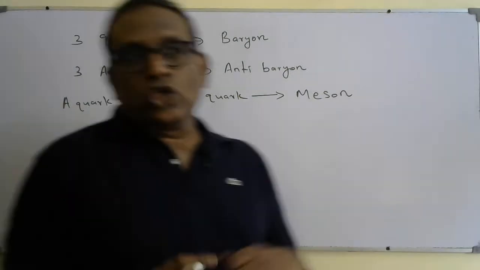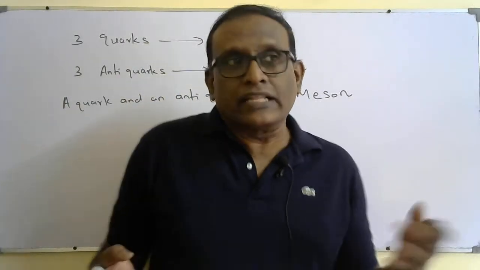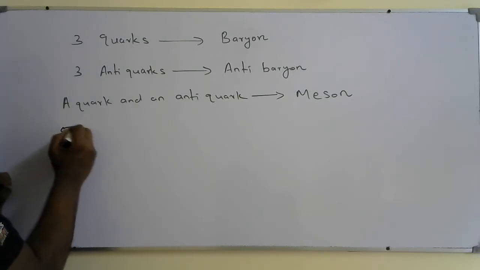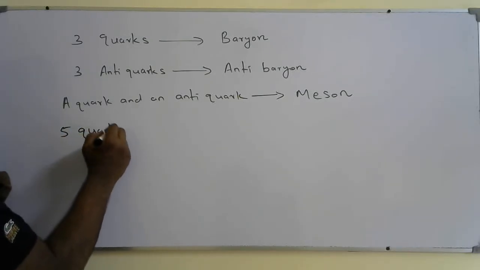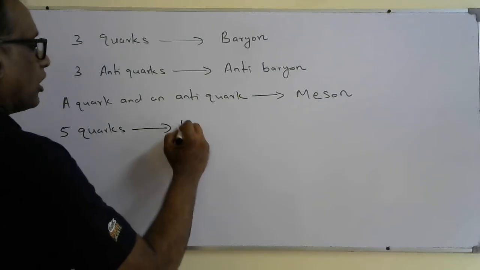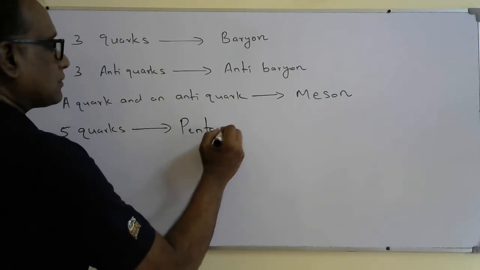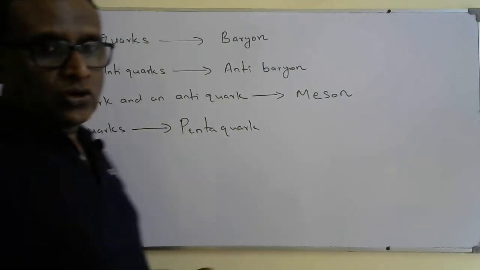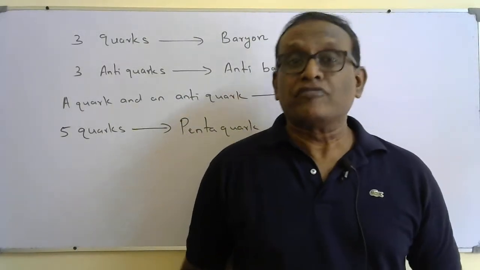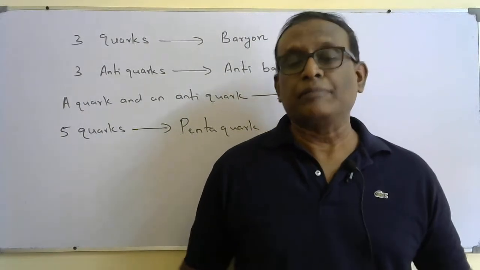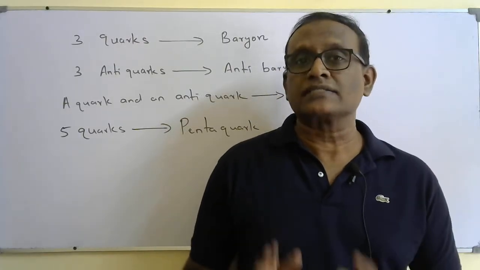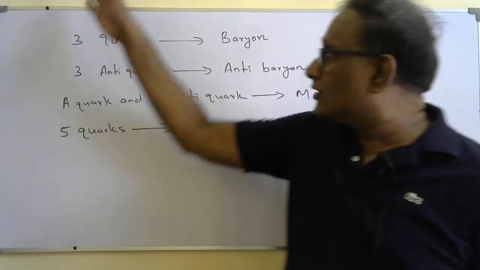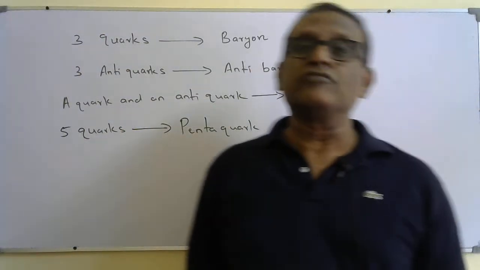Not all five quarks come together, but they found it. It's not much in your syllabus, but anyway, five quarks together, if they form, it's called a pentaquark. So these are the only possible types of particles that can be formed by quarks. Quarks never exist alone. They are always in a group. These are the only possible groups they can form.